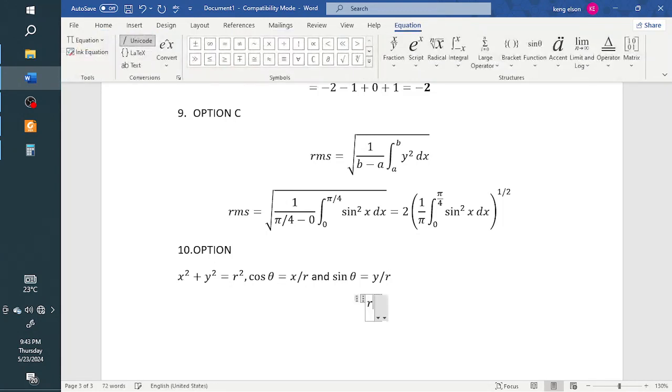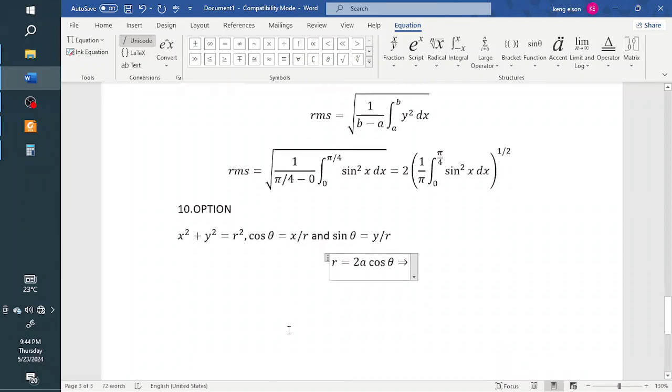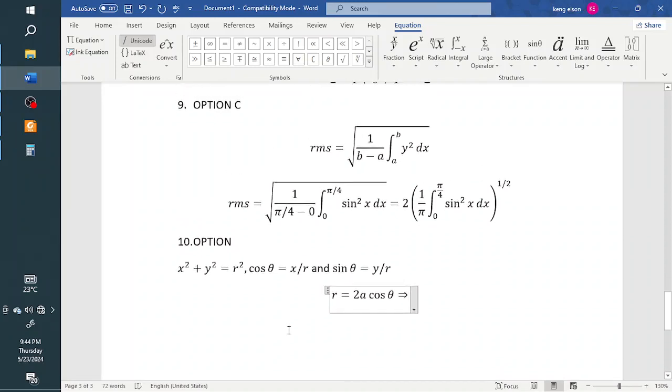So if r is equal to 2a cos theta, what does this mean? So we are converting from the polar plane to the Cartesian plane. Those are the conversions that we have to know. There is no time for me to be deriving. I believe you know such already if you have done the topic. What is cos theta? x over r.